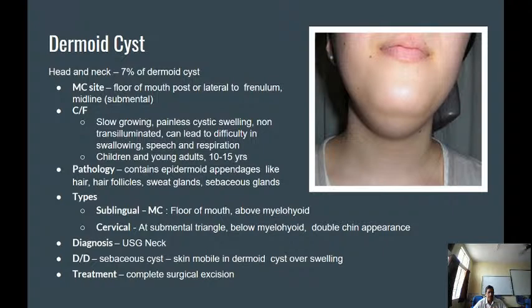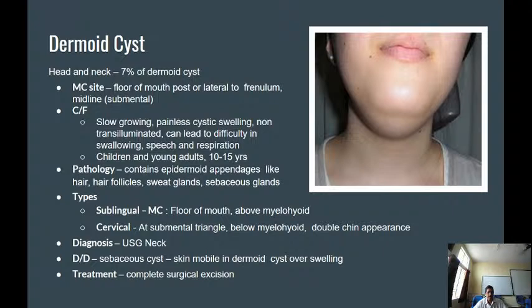And so they usually contain the epidermoid appendages like the hair and the hair follicles, the sweat glands and the sebaceous glands. Usually they are present as smooth swellings which are present in the submental region, and then sometimes they may extend into the submandibular region. Usually painless unless they get infected.